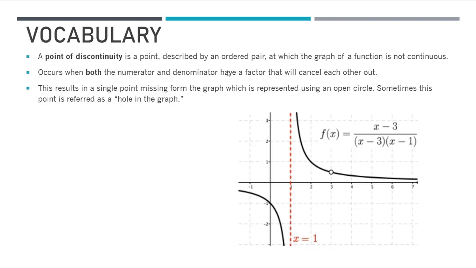It's described by an ordered pair at which the graph of a function is not continuous. It occurs when both the numerator and denominator have a factor that will cancel each other out. Well, we saw that. This is a single point missing from the graph, which is represented using an open circle. Sometimes this point is referred to as a hole in the graph. So we're going to look at things like that, canceling with our denominator and numerator and looking at our degrees to see what these graphs would actually look like.